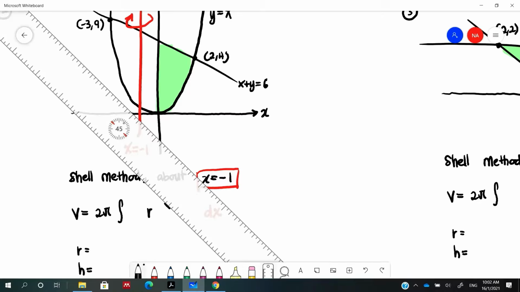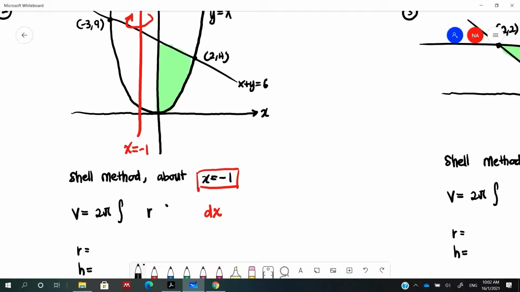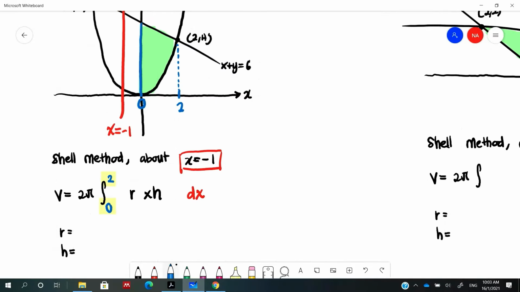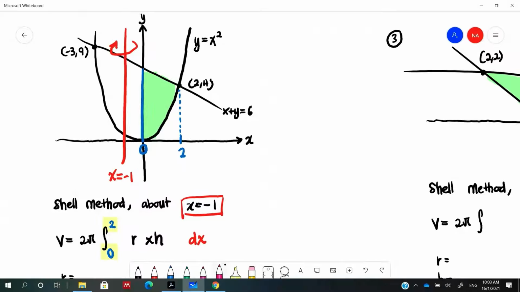So r multiplied with the height. And the values on this integral should be on the x-axis. So you look at the region, where it is bounded on the x-axis from 0 until 2. So you write 0 and 2 on this integral. Now your task is to find the radius and the height. For the radius, I'm going to hold for now. We look at the height first. When it is in terms of x, the height should be the top function minus the bottom function. So in this case, you look at the region.